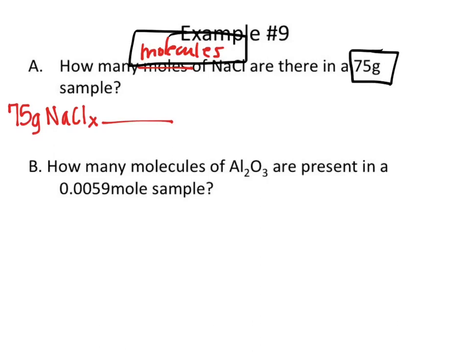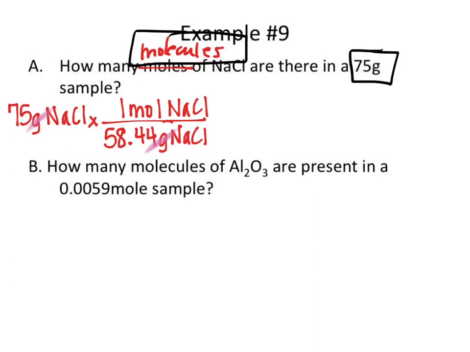What's the next step? I'm in grams. I always have to get to moles. So how do I go from grams to moles? Put grams on the bottom, and that should be 58.44, the molar mass of NaCl. Does everybody know where we got the 58 from? Na plus Cl. My grams go away. I am in the correct unit for me to get to molecules.